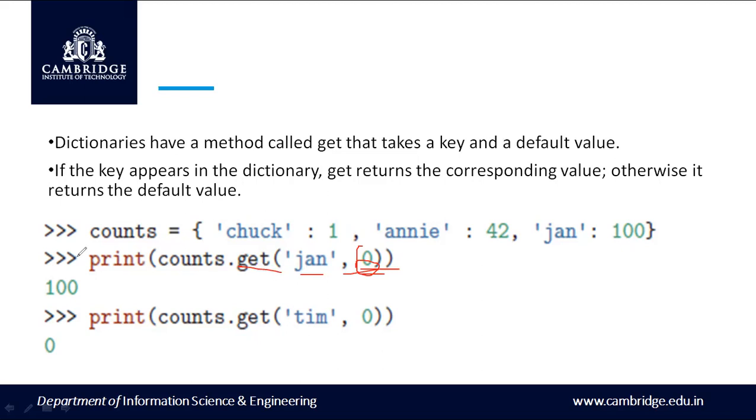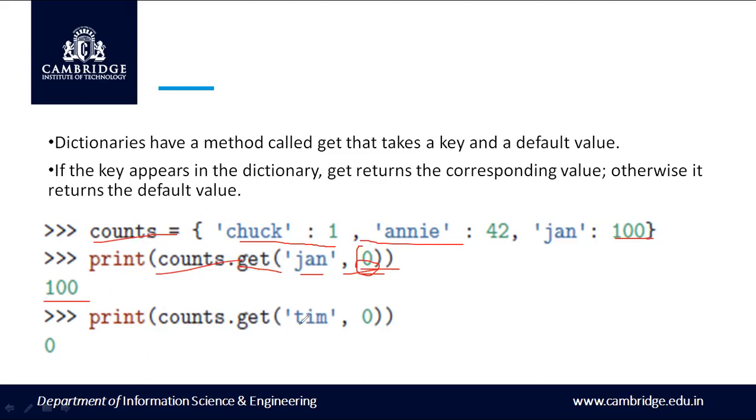So here, our dictionary name is counts. It has 3 key value pairs: Chuck 1, Annie 42, and Jan 100. So here print counts dot get the key Jan. If Jan is present in this dictionary, that is counts, it returns the corresponding value. Otherwise, it returns the default value that is 0. So here Jan is present in this dictionary. So the corresponding value for Jan was 100. So 100 will be returned.